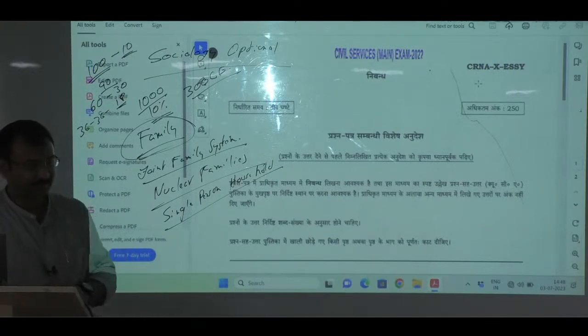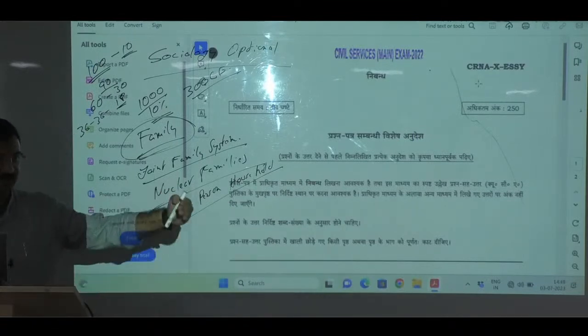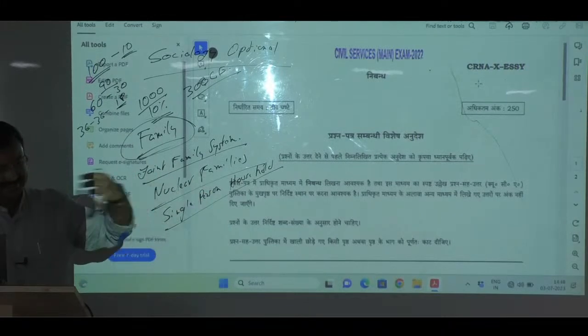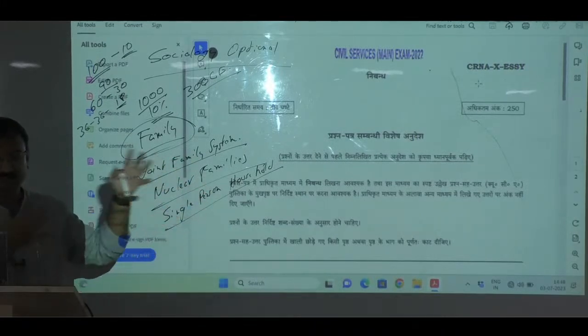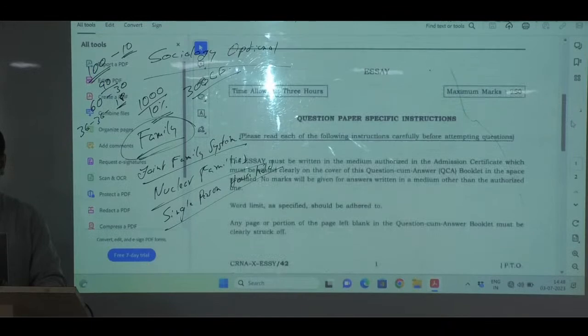Let's see. I'm going to look at 4 years essay papers. 2022, the last. 2021, 2020, 2019. I can keep on going, but then I'll be taking the whole amount of time. Let's not do that. So, one by one. 2022. Let's look at the topics.